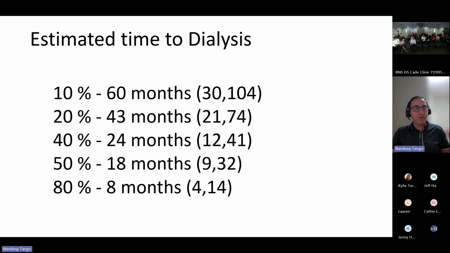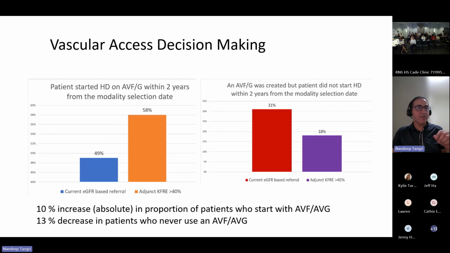And of course, for really, really intensive decisions, so now you're talking about putting in bedside catheters for peritoneal dialysis and things like that, really you're thinking about 80% at 2-year risk, which is 8 months at median, 4 to 14 months as the interquartile range. When you add KFRE thresholds as the primary decision makers for dialysis planning, this is data from BC published in KI Reports with Adira.